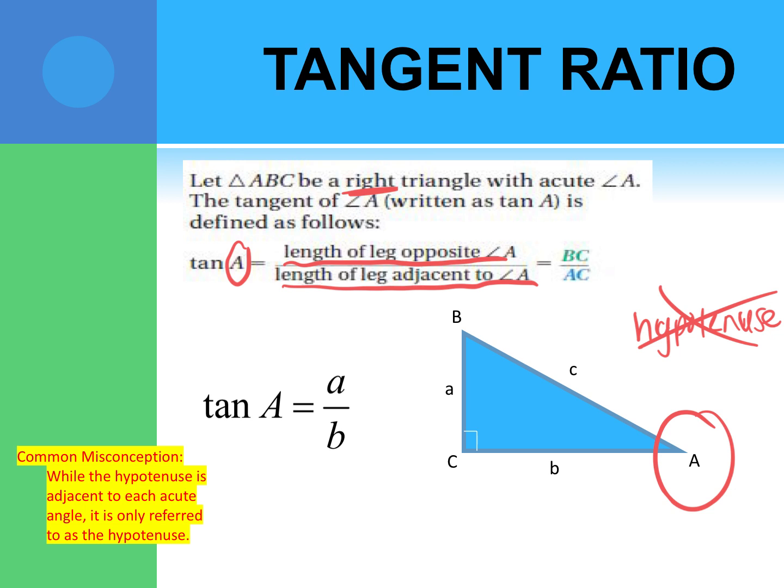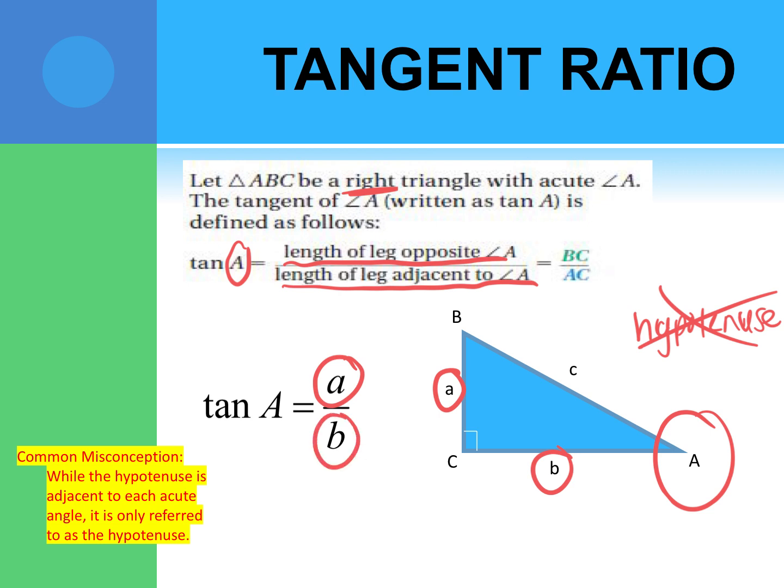So the tangent of this angle is going to be the ratio of the leg that's opposite this angle. Which leg is opposite angle A? Little a, right? Or BC. Do you guys see that? So we're taking little a and putting it over the leg that's next to angle A. What leg is next to angle A? B. So our ratio becomes A over B.